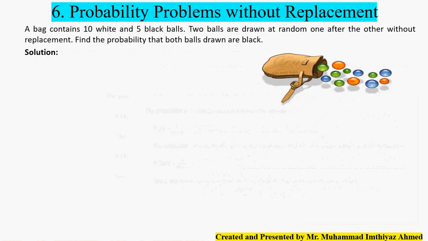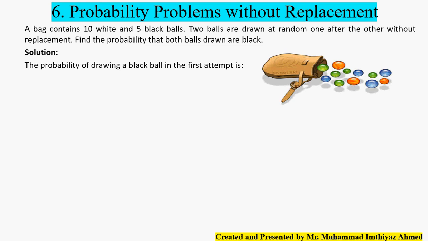Finally, let us solve a problem of the without replacement type. A bag contains 10 white and 5 black balls. Two balls are drawn at random, one after the other without replacement. It means you draw the ball, you don't put the ball back again. So we need to find the probability that both balls drawn are black. Let us do the solution.